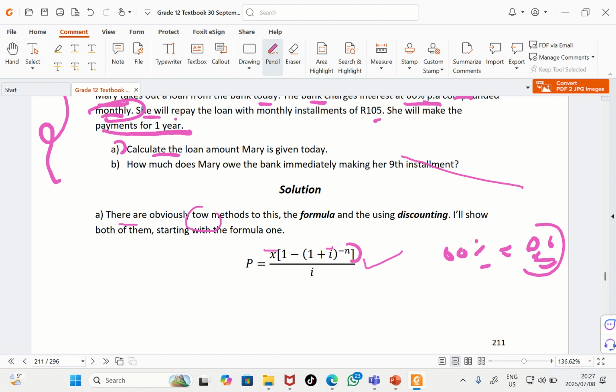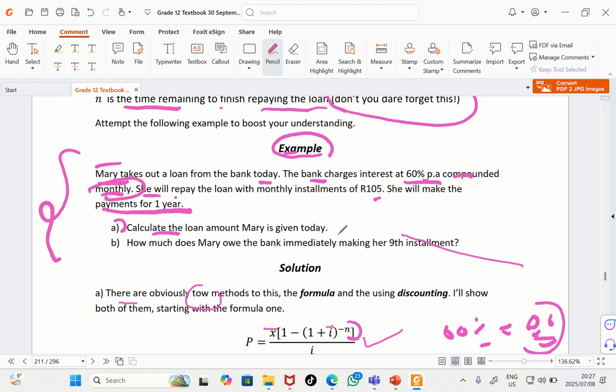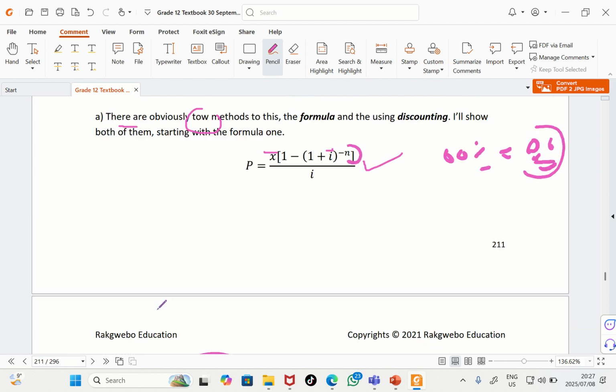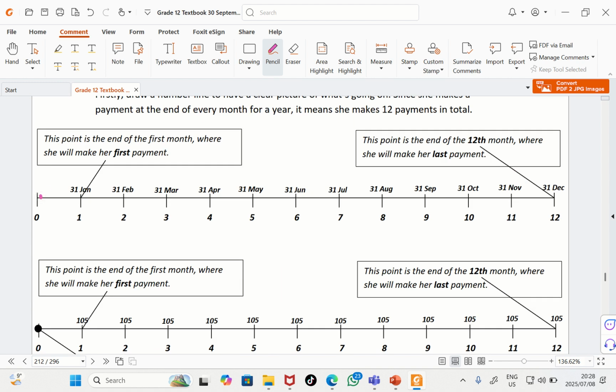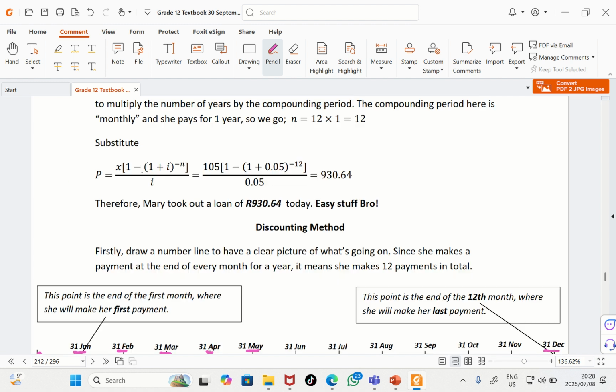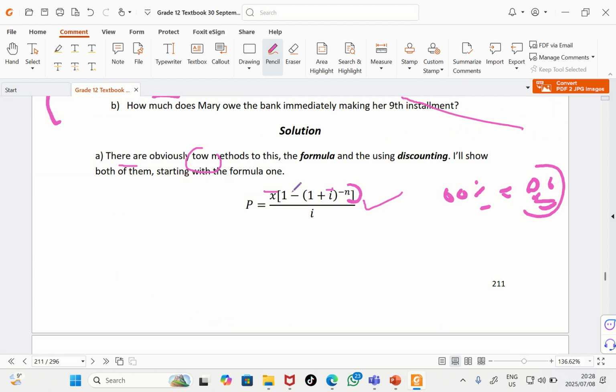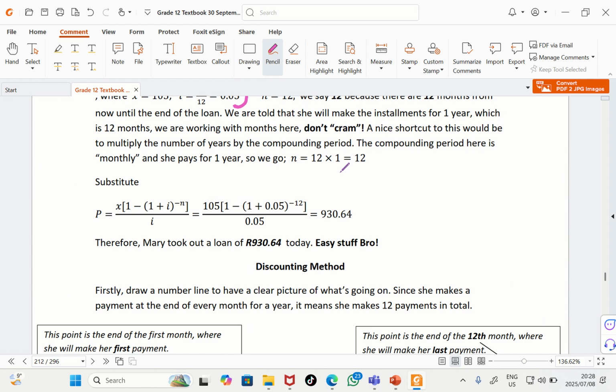And now this n. Remember I said what n means in terms of present value? It means the number of periods until the last payment. So we are at the beginning, the 1st of January, right? This person's going to make monthly payments of 105 until the 31st of December. That makes it 12.